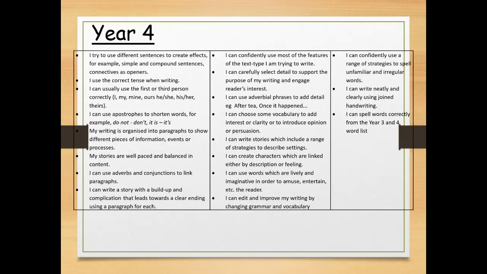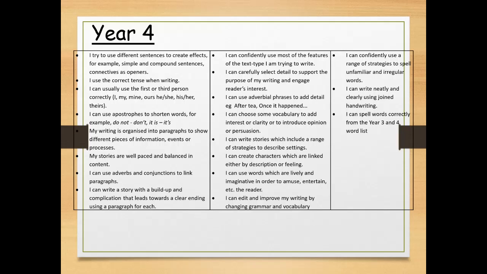My writing is organised into paragraphs to show different pieces of information, events or processes. My stories are well paced and balanced in content. I can use adverbs and conjunctions to link paragraphs. I can write a story with a build-up and complication that leads towards a clear ending, using a paragraph for each section. I can confidently use most features of the text type I am writing. I can carefully select detail to support the purpose of my writing and engage my reader's interest.